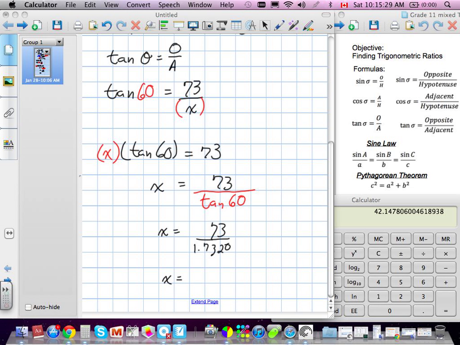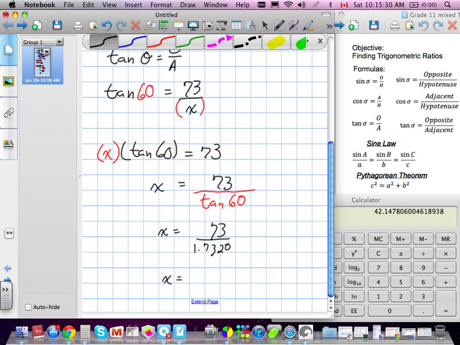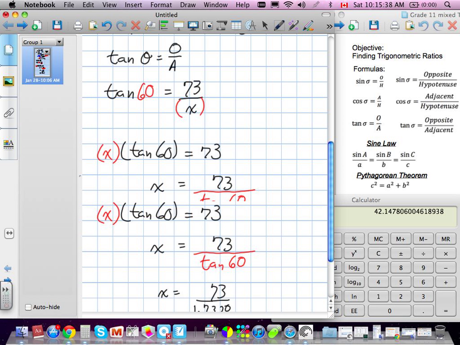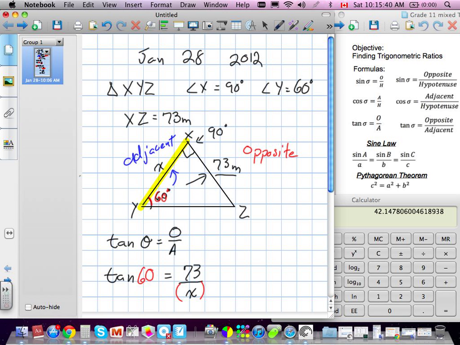Okay, so we don't know what decimal place they want us to round to here. We'll go back up. This side is 42.15 meters in length, which is approximately 42 meters in length. We're not sure which one she wants, but we can keep it moving.